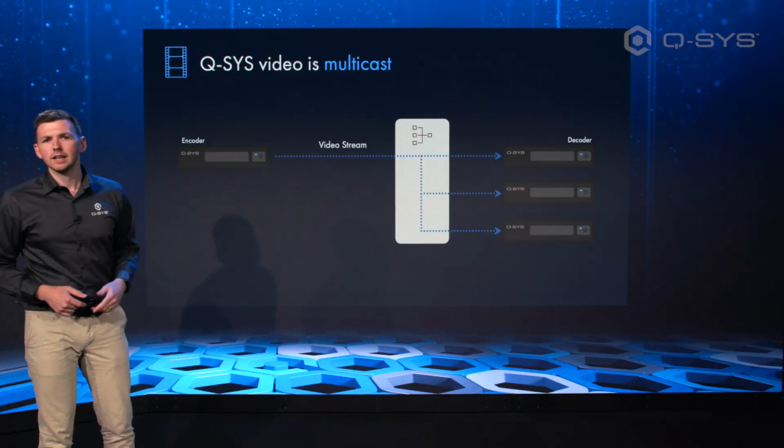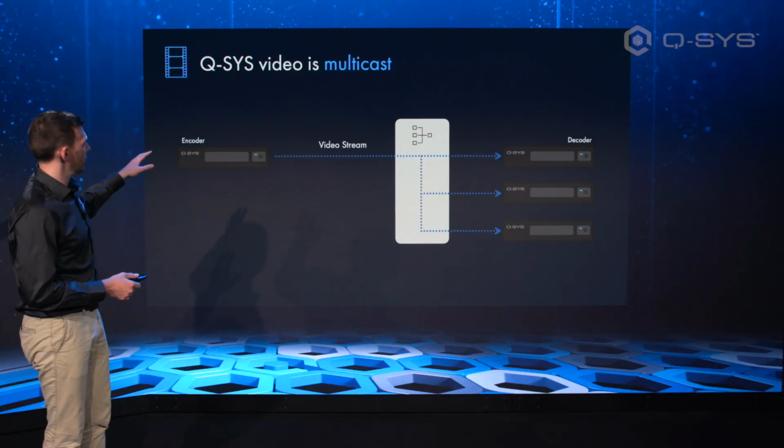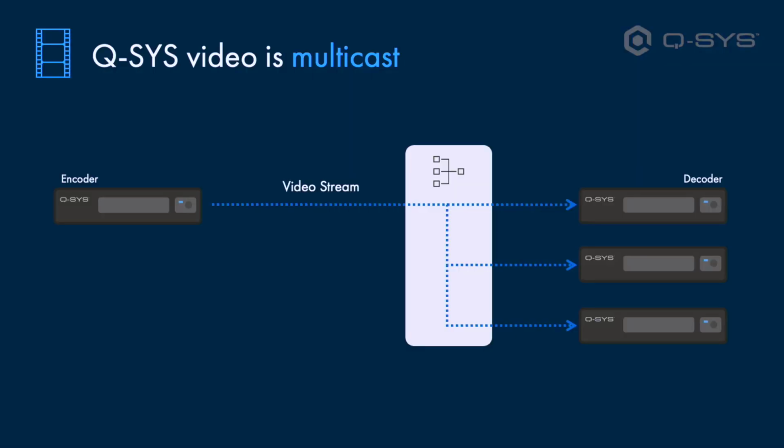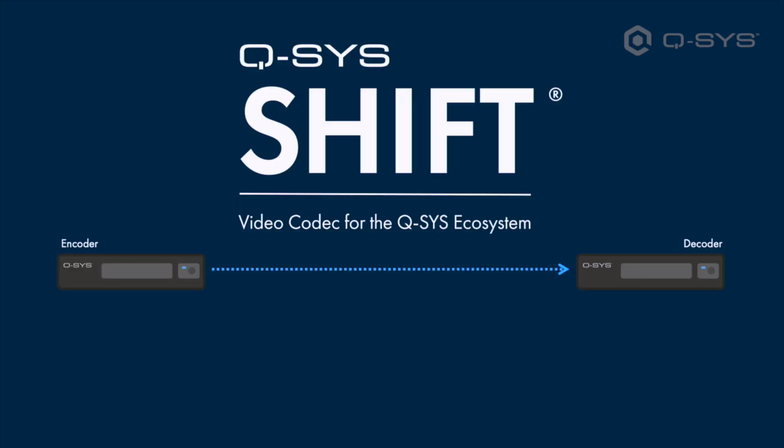So here we can see an example of that. We've got an encoder. We've got the video stream in the network, which is this white box here. That's where it goes to multiple decoders. And we use a protocol here called Q-SYS Shift. Actually, it's more accurate to say it's not really a protocol, but this is the way we actually encode the video traffic. This is our video codec that we use for Q-SYS.